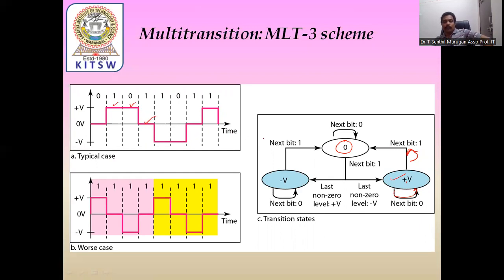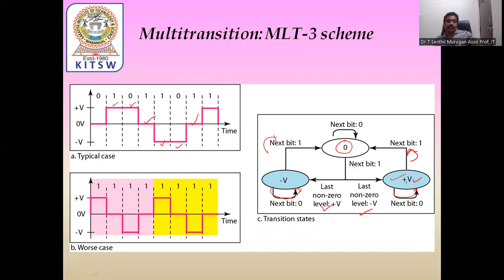What's the next bit? 1. So 0 came, the next bit is 1, then it will check the last non-zero level. What is the last non-zero level? That is positive. So that positive means it will come here, again to negative voltage. Then here 0 means same negative only, so the same negativity is maintained. The next bit is 1, so again it comes to 0. Okay, so here 0. The next bit is 1. 1 means it will check. The previous level is negative, then it will go for positive. Okay, so this is the best case.